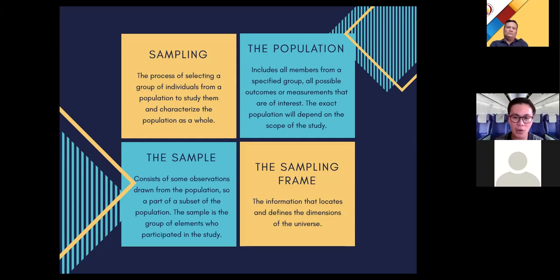If we're going to talk about also the sampling frame, it's the information that locates and defines the dimensions of the universe. So going back to the concept of sampling, selecting a sample other than the total population has advantages and disadvantages. So what are these?